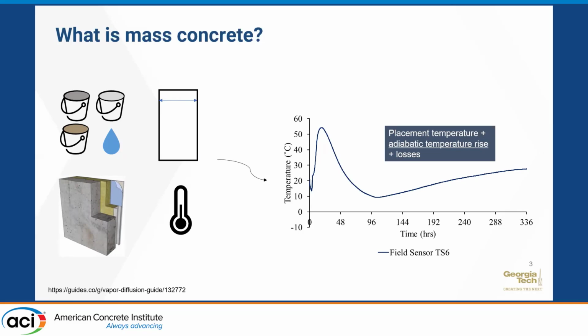Now, the maximum temperature that a concrete element could reach can be divided into three main components. The first one is the placement temperature of the concrete. Then we have the adiabatic temperature rise of the concrete. And finally, we have any temperature losses with the environment. The focus of today's talk is how to find the adiabatic temperature rise, which is the maximum theoretical temperature that a concrete can reach. And it is a function of the heat of hydration of the cementitious system that we're using in our concrete.